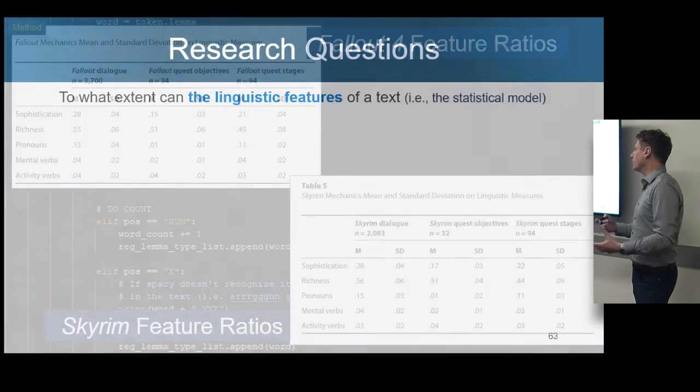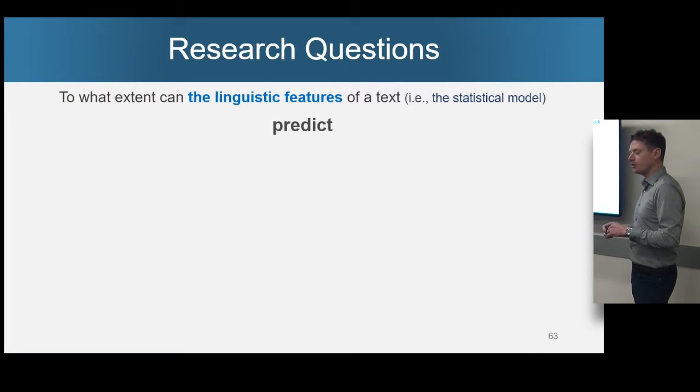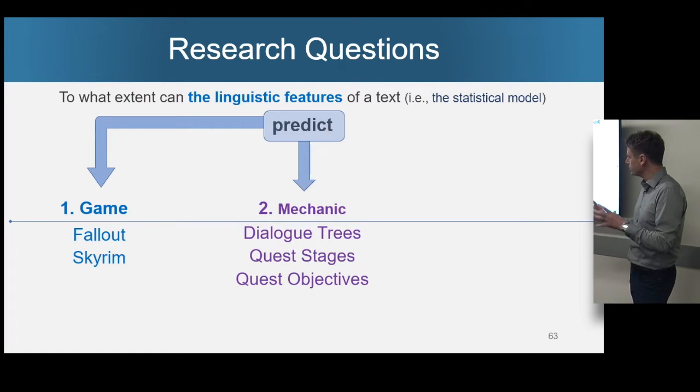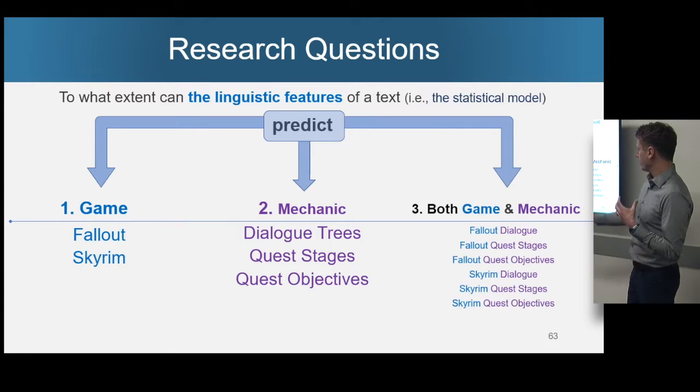So the research questions I wanted to ask were, to what extent can the linguistic features of a text, those five different ones that I looked at, how well can a statistical model predict which game the text came from? And then I had a separate model look at which mechanic, ignoring the game, a text came from. And then a third one saying, when it has to decide both game and mechanic at the same time, let's see how well it does.